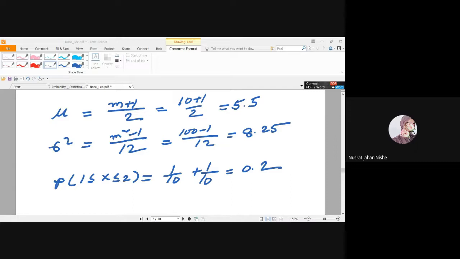Okay. They are not a big deal if you can remember the formula. Okay. It will be problematic if you forget the formula. That will be a problem.